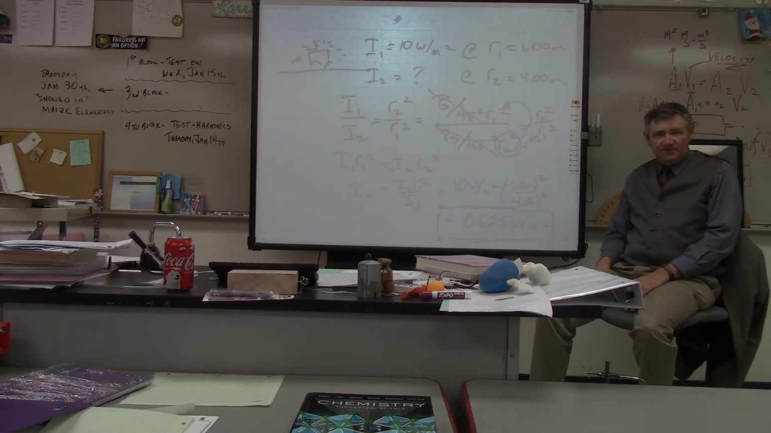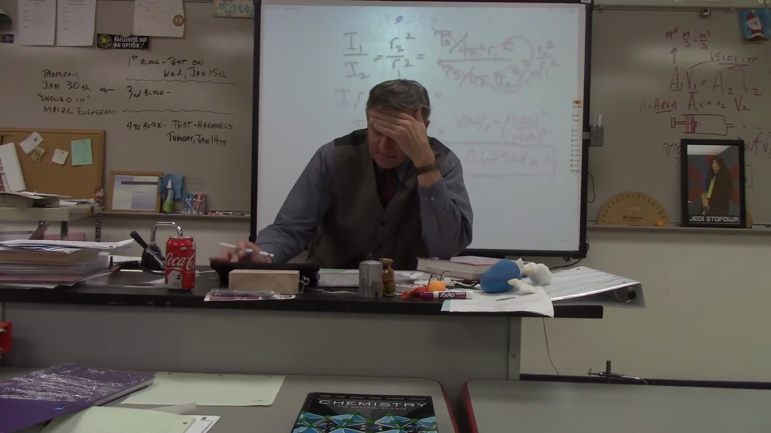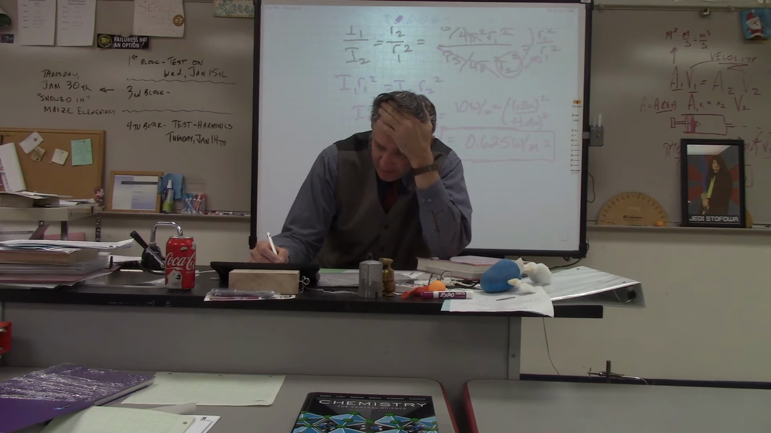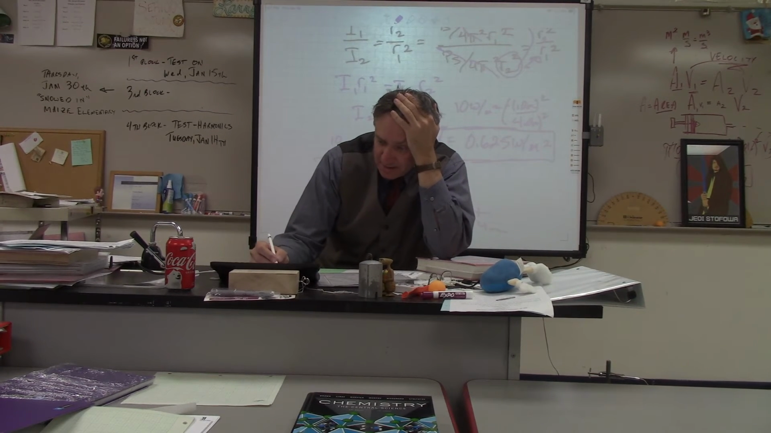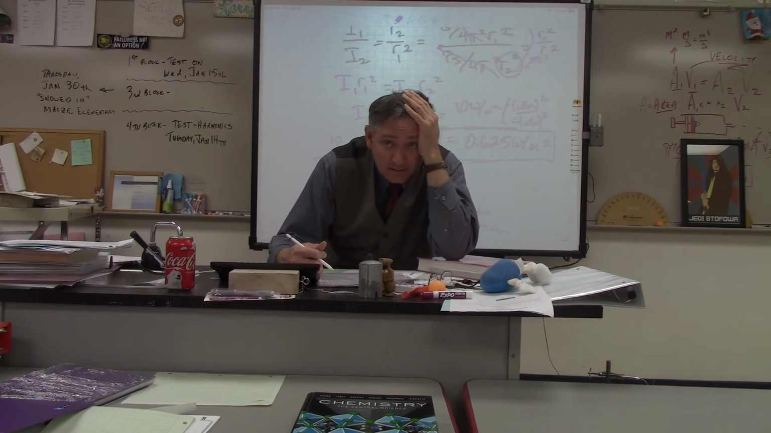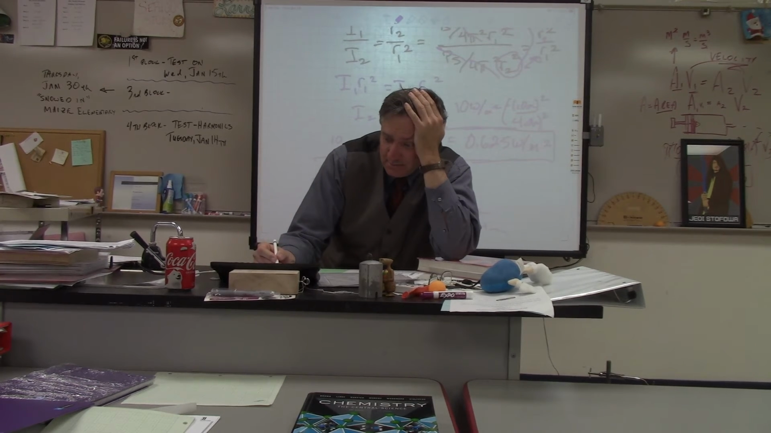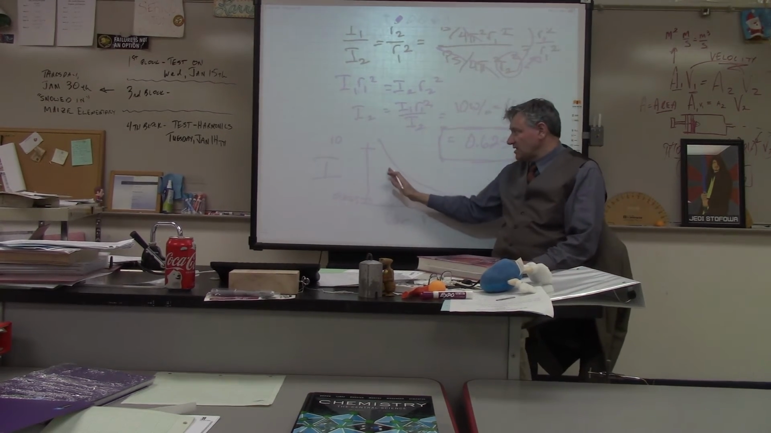Boom, I get 0.625. Going back to what Mia asked about, let's look at a graph of intensity versus radius. If we were at 1 meter, we had an intensity of 10 watts per square meter. When we go out to 4 meters, that's dropped down to 0.625. So what's that graph going to look like? It's going to produce a swooping line like this, because as you get close, it's going to get really, really loud.